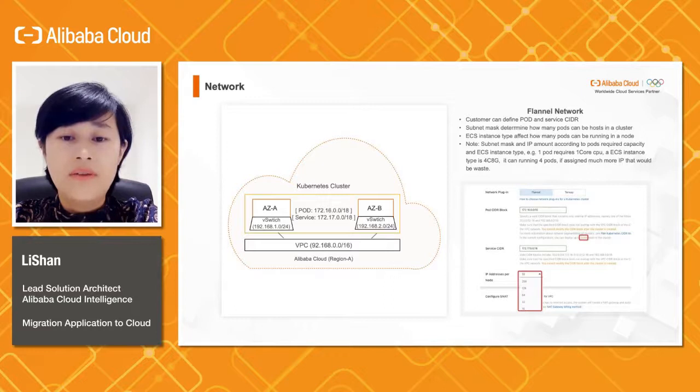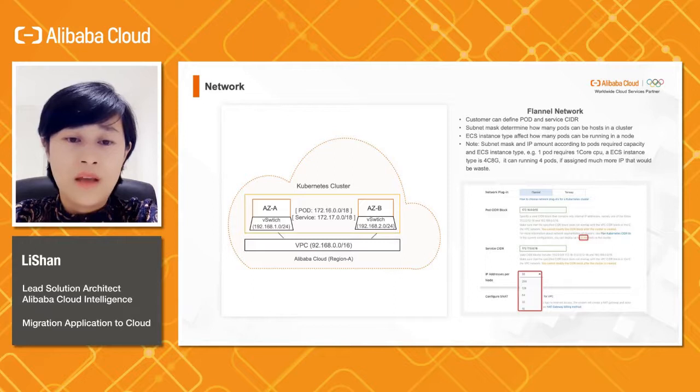Let's see how to configure the network in detail. In Flannel network, when you create a Kubernetes cluster, you can define the pod and service CIDR, as you see in the image on the right side. The subnet mask of the pod CIDR determines how many pods can be hosted in a cluster. The ECS instance type affects how many pods can be running on a node.